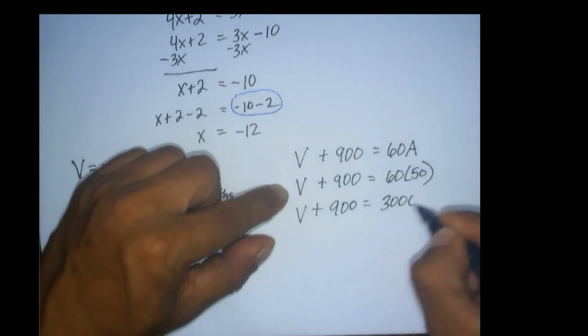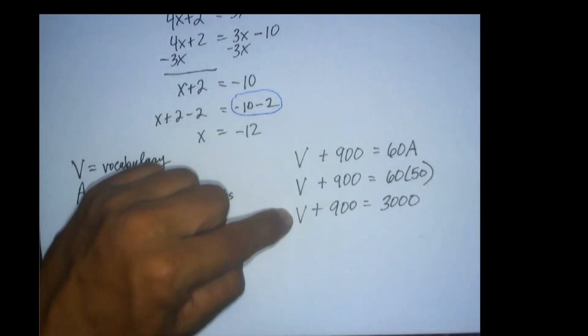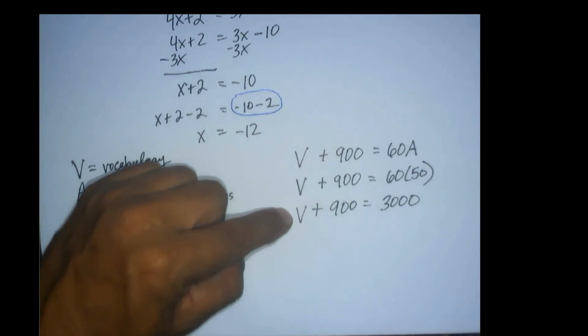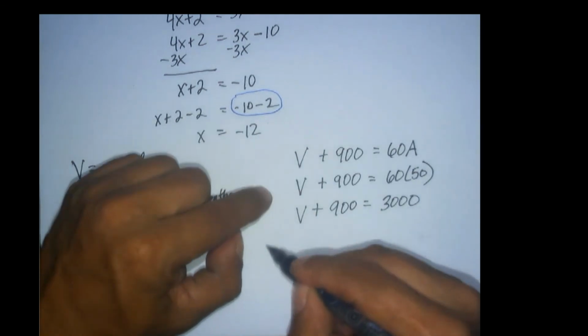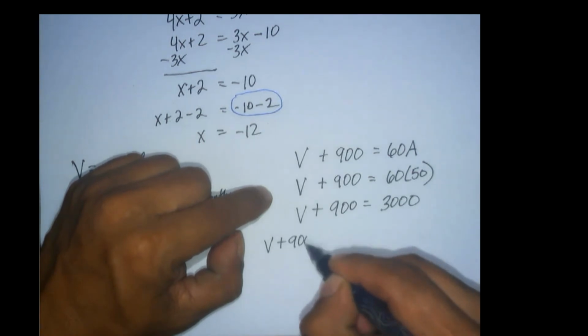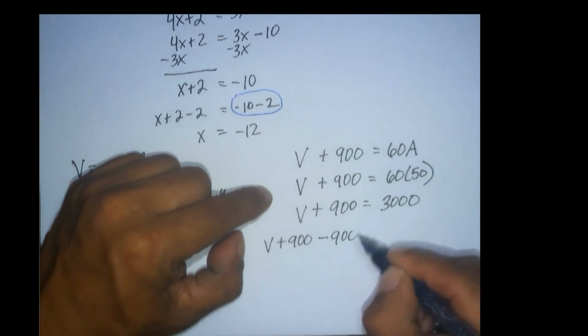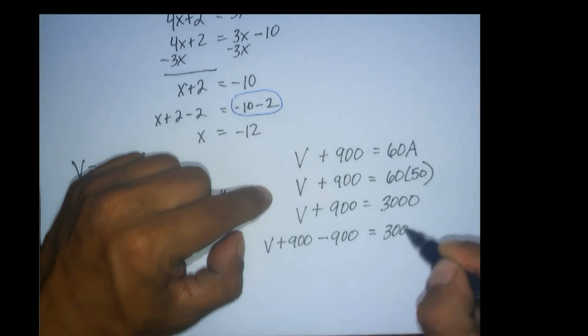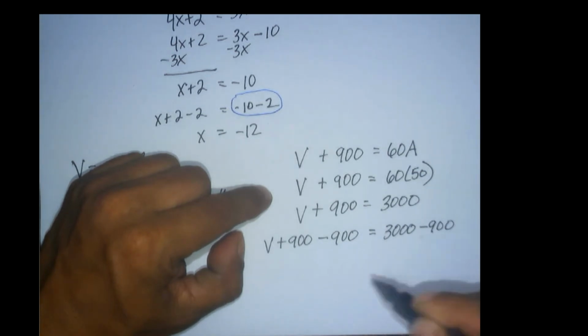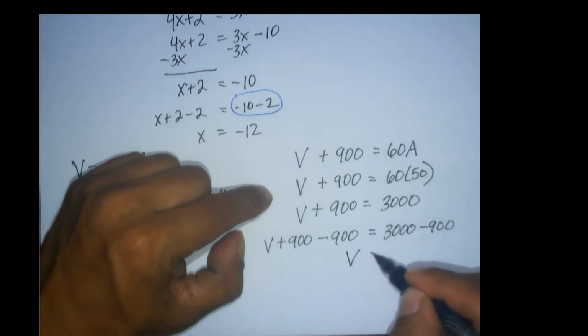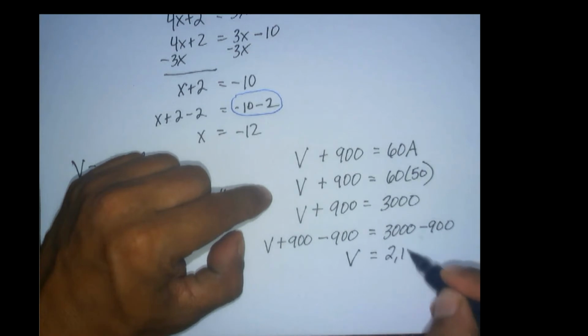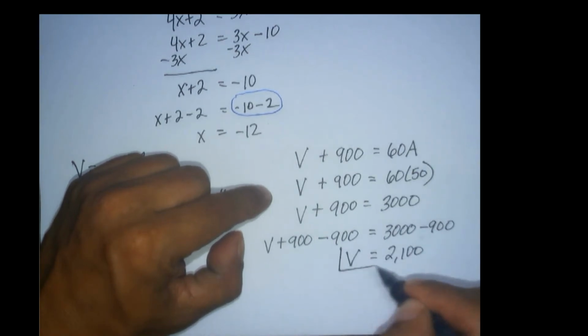So now, how do I solve for V? Subtract 900 from each side. We do the opposite so we can get V by itself. So we have V plus 900, and we take away 900. That should give us 3,000 minus 900. So we could say that the vocabulary at 50 months is 2,100 words. Yes.